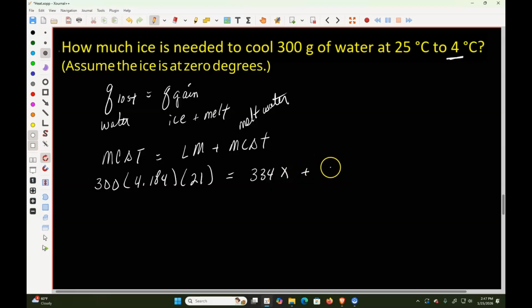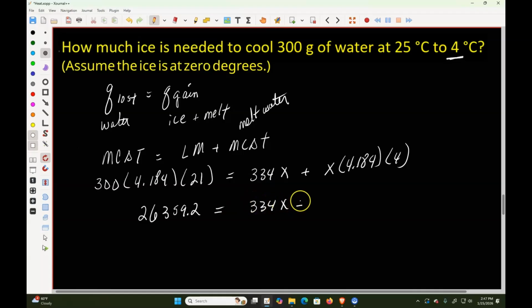plus mcΔT for the melt water, which is the same amount as the melted ice, times 4.184 times the change of temperature. It's going to go from 0 to 4, so it's going to be 4. So if I multiply the left side, I get 26359.2. So 334x plus 16.736x.